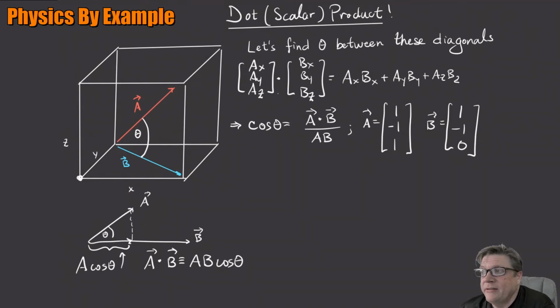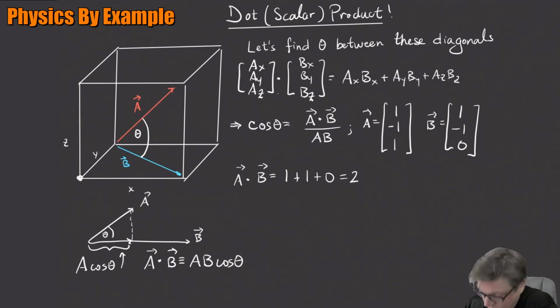So next, I need to take their dot product. I know the components, so I'm going to follow the recipe that we already wrote down. So A dot B is going to be, okay, I just do what it says. AX BX, 1 times 1, 1. Plus AY BY, -1 times -1, 1. And then 1 times 0, 0. Right? And then I just add them together. So the dot product is just a number, and it's 2. So the dot product of A and B is 2.